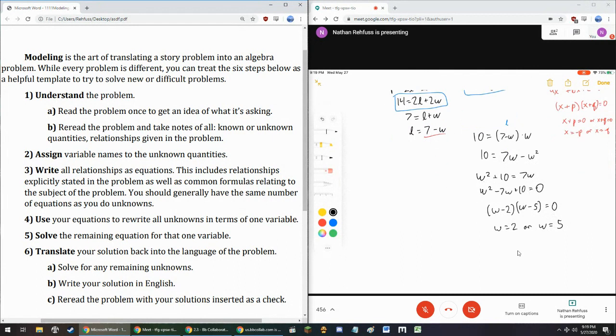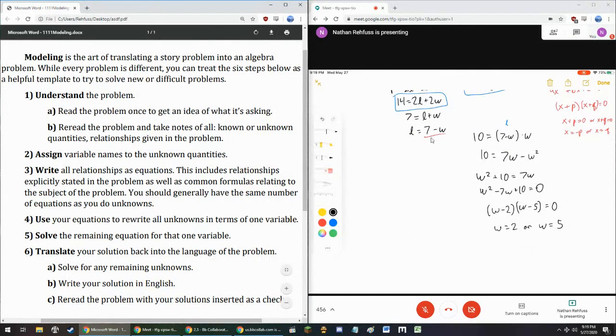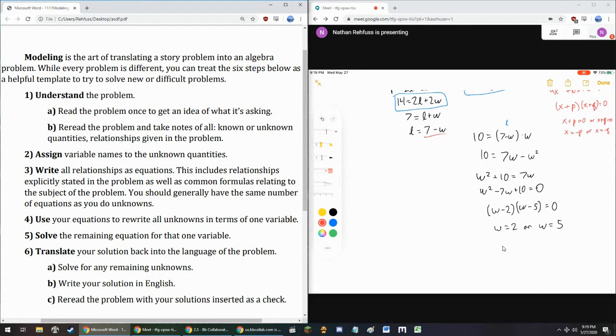So I've solved, that was part 5, and now we're in step 6. We want to translate our solution back into the language of the problem, which first means I need to know what the length is equal to. It's 7 minus the width. So if the width was 2, then the length must be 5, 7 minus 2. And if the width was 5, then the length must be 2, 7 minus 5. Write your solution in English.